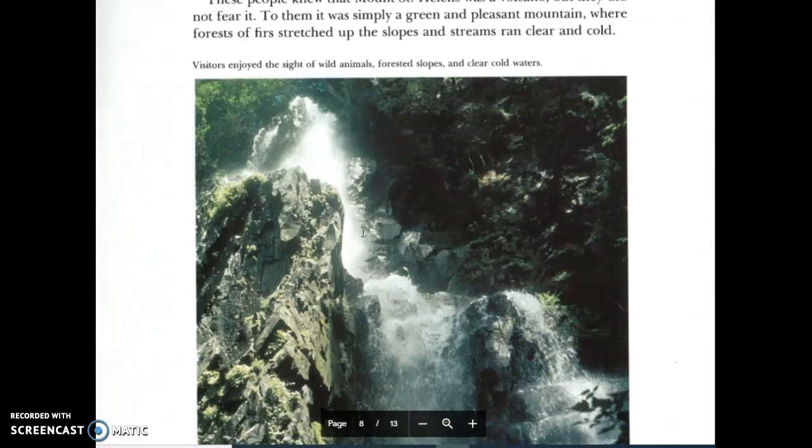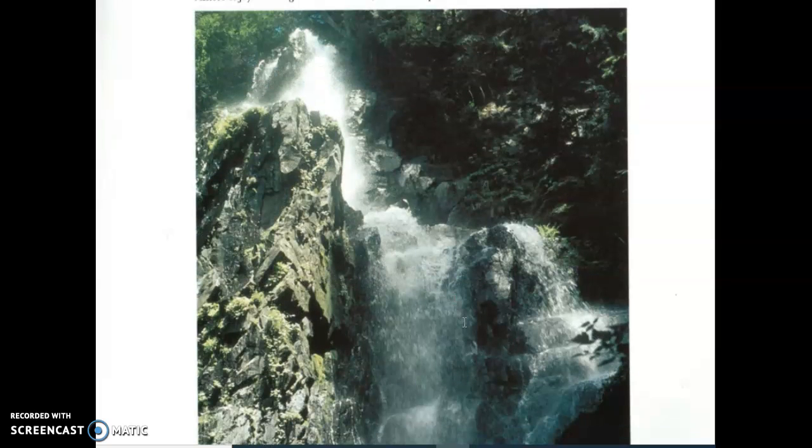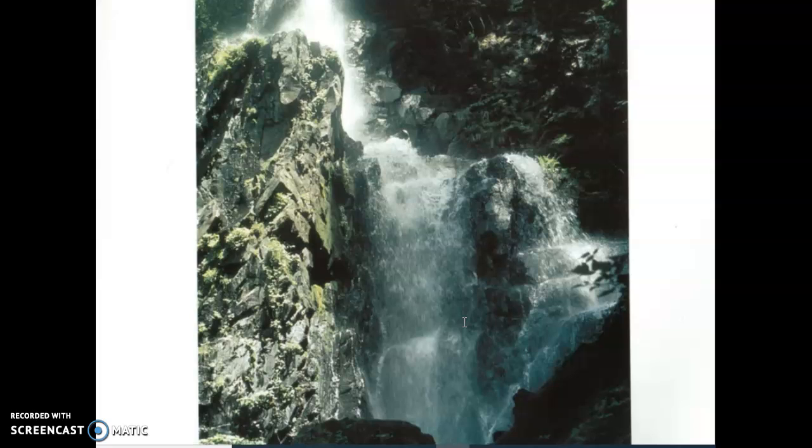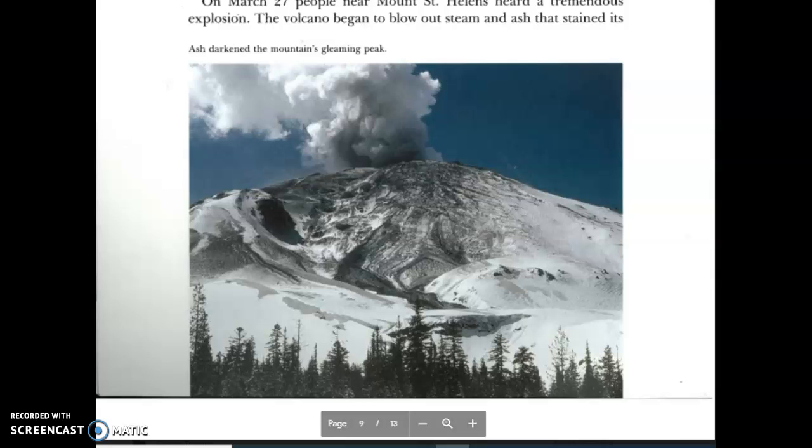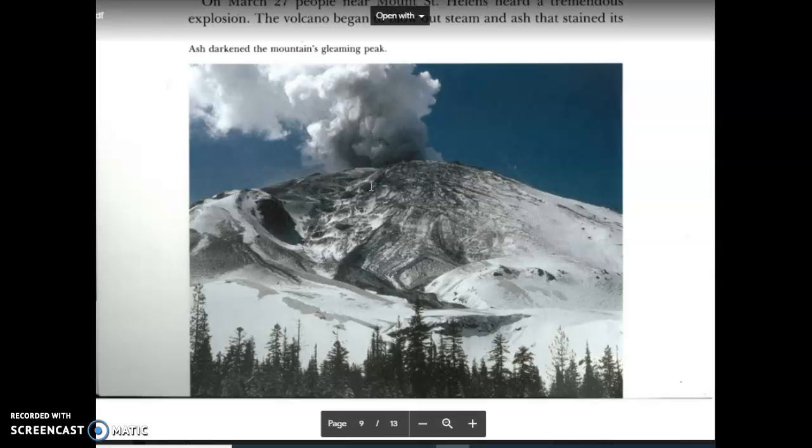Okay, down here we can see it looks like a waterfall. It says visitors enjoyed the sight of wild animals, forested slopes, and clear, cold waters. Go down to the next picture. This is ash that's coming, that we kind of see covering everything. So it says ash darkened the mountain's gleaming peak.